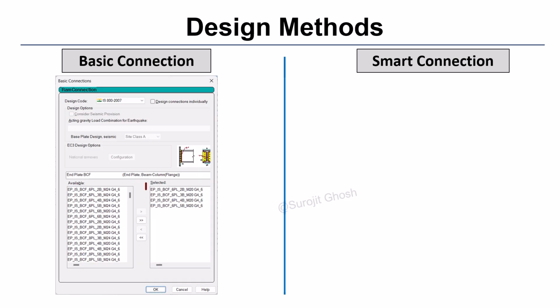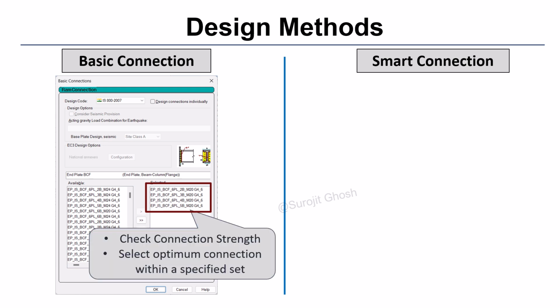For basic connection, all information of the connection is predefined, and on the basis of that, the program computes the connection capacity and finds out whether the user-defined connection can withstand the critical load or not. Accordingly, pass or failure status is reported along with the utilization ratio. The program does not suggest any modification or optimize the connection, though manual optimization is possible. We can use multiple connection templates with different plate thickness or bolt number, like 2, 3 and 4 number of bolts. During design, the most optimum connection among these predefined templates is selected.